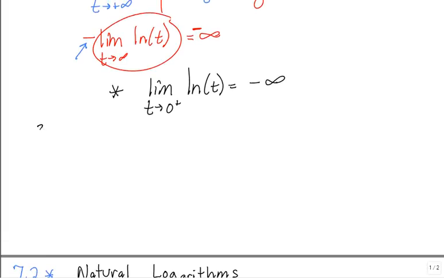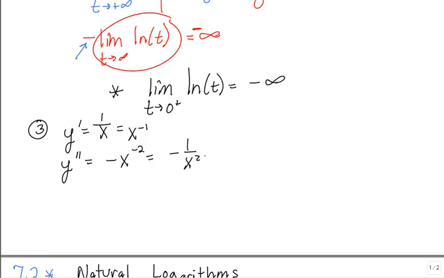Okay, let's check concavity. We take the second derivative, so that's going to be negative x to the negative 2, which is negative 1 over x squared. And again, when x is greater than 0, y double prime is less than 0, it's negative, because of the negative sign, x squared is always positive. So this is going to be always negative for x greater than 0, so we have a concave down graph. When the second derivative is negative, it's concave down.